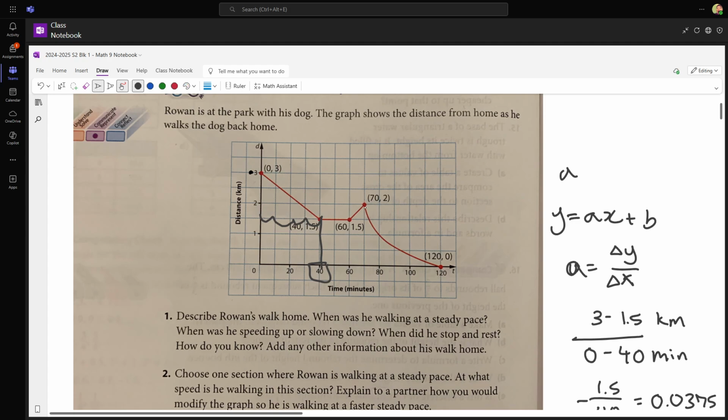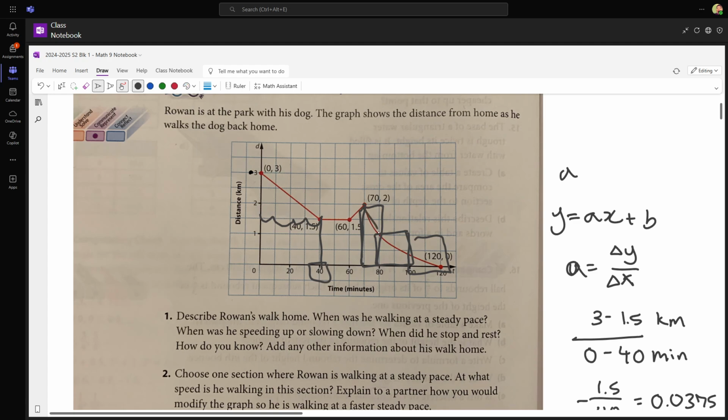And finally here, you can see him speeding up, speeding up, speeding up. And when it starts flattening out and getting more straight, that means he's slowing down because there's less distance covered in the same amount of time. So we cut this box in half. You can see what's happening here.